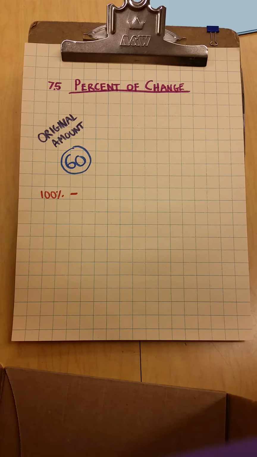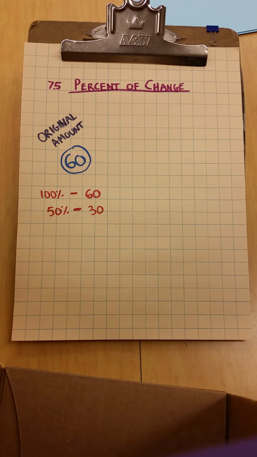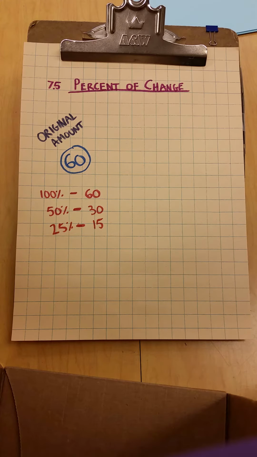How much is 100% of 60? It's going to be the whole thing. What do we mean by 50% of 60? Simply half of it. 25% is just a quarter. 10% is just a tenth, etc. We could do this for all percents of 60.